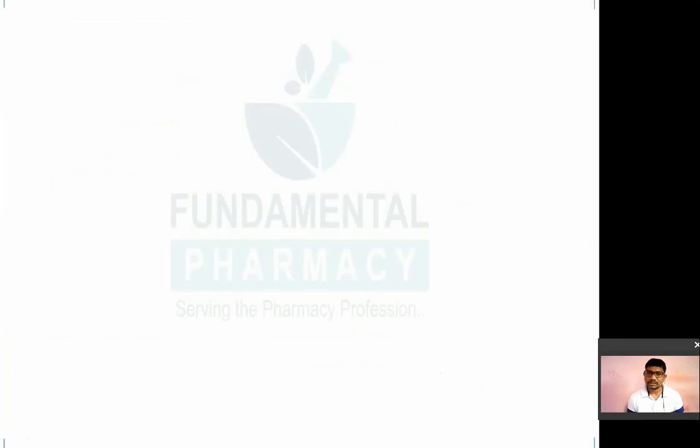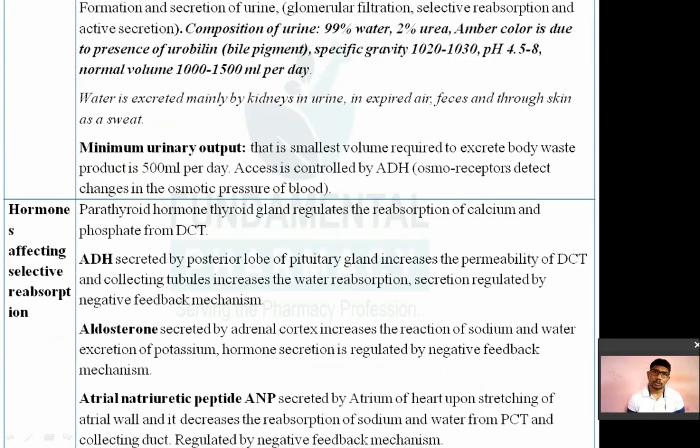Now we'll see the next point, the formation or secretion of urine, which is governed by three processes. That is glomerular filtration, which we have seen in the last slide, then selective absorption and active secretion.